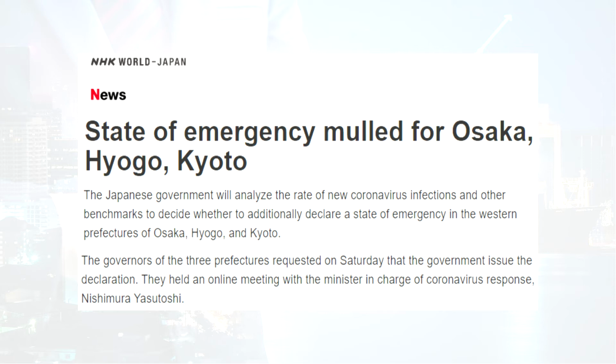Fearing greater economic losses, the Japanese government has so far refused to accept calls from some experts to implement wider restrictions outside the Tokyo metropolitan area. Analysts and officials warn that the limited 1 month state of emergency for Tokyo and nearby prefectures could cause the economy to shrink in the first quarter.